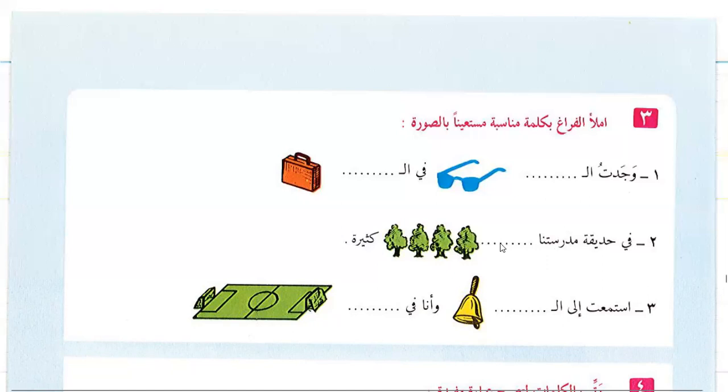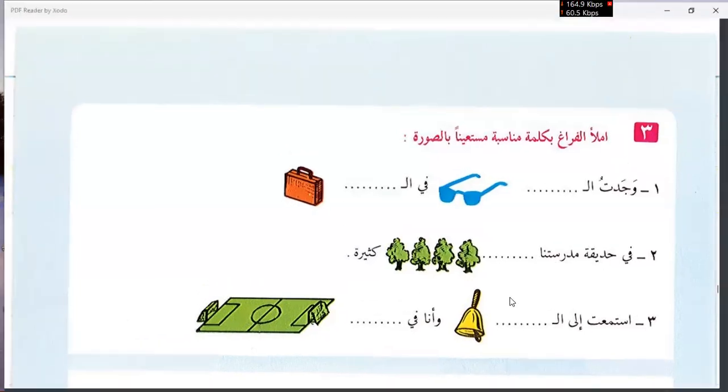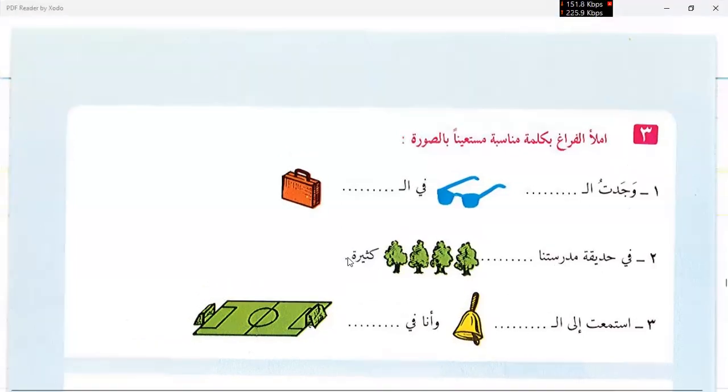Ashjar is the jama of shajara. Yes, correct. Ashjar kasira. Kasira because there's ta marbuta. So the other word also has. Ashjar does not have any ta marbuta, okay?